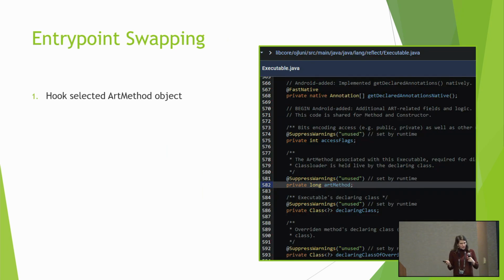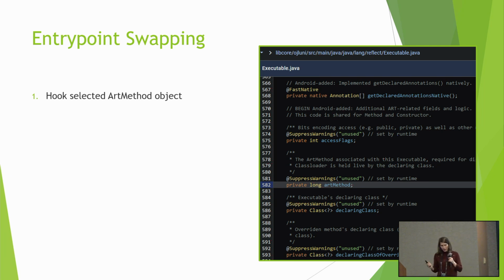So let's look into exactly how we would perform this. We're going to be trying to swap the entry point code. So the entry point code is going to be the actual compiled machine code that's about to be executed. So if we hook the entry points of two particular ART method objects, we can actually swap code that gets executed if you call one method to the code that's going to be associated with another method.